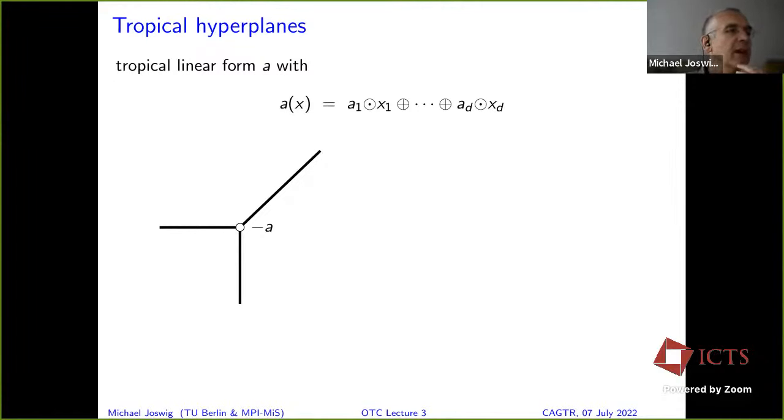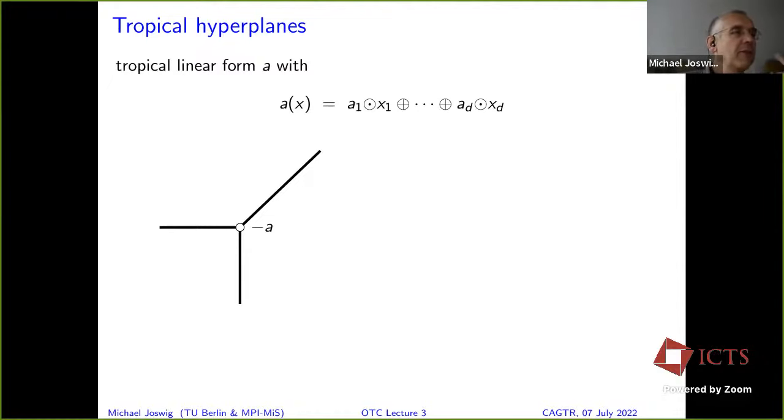This point minus a is obviously contained in this tropical vanishing locus, because if I replace x by minus a, then all the d terms evaluate to 0. That maximum is clearly attained more than once. So that's why the point minus a lies on the tropical hypersurface.